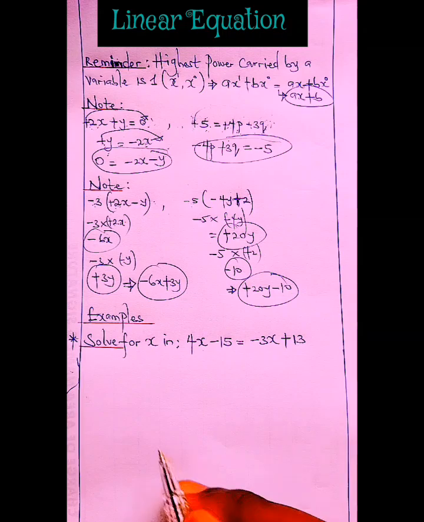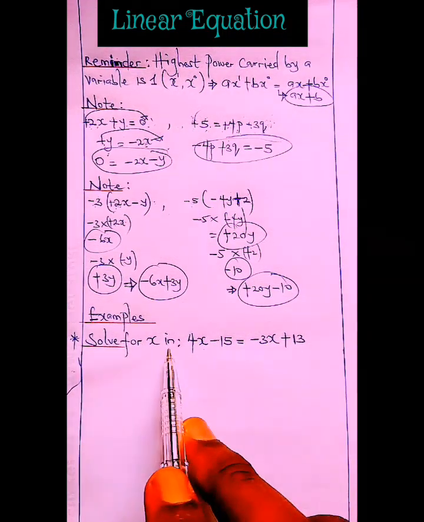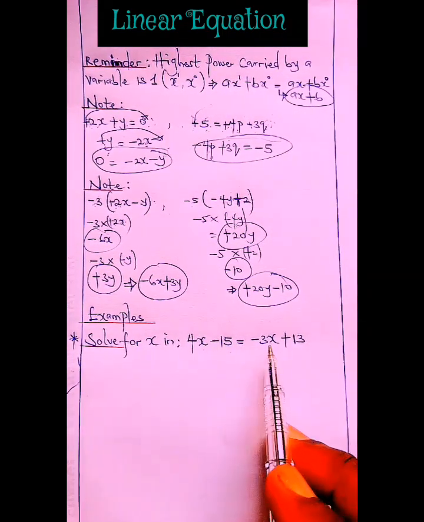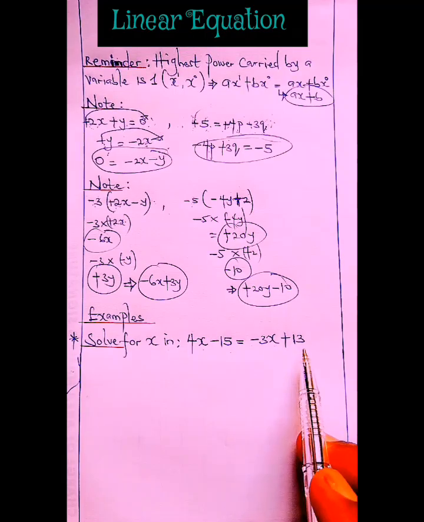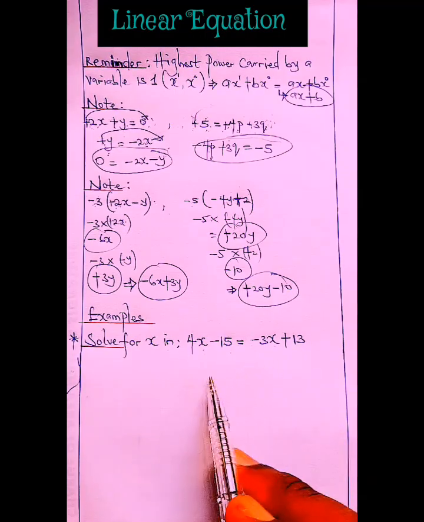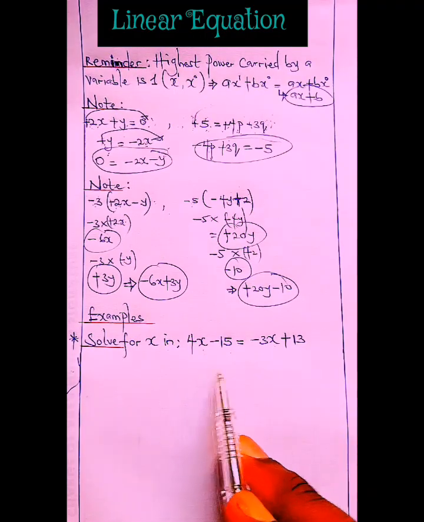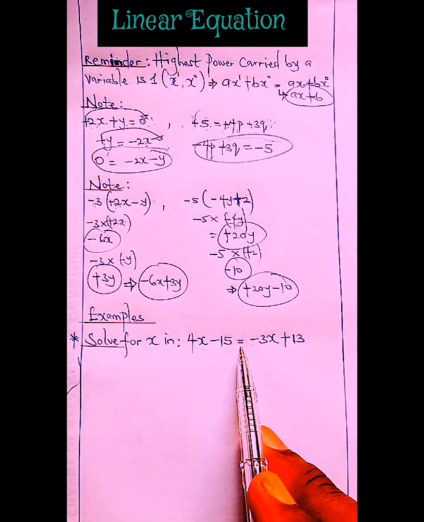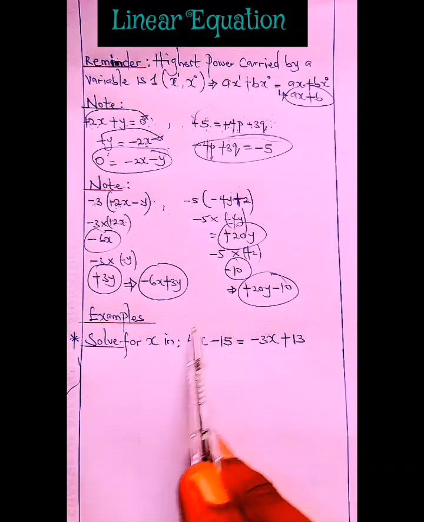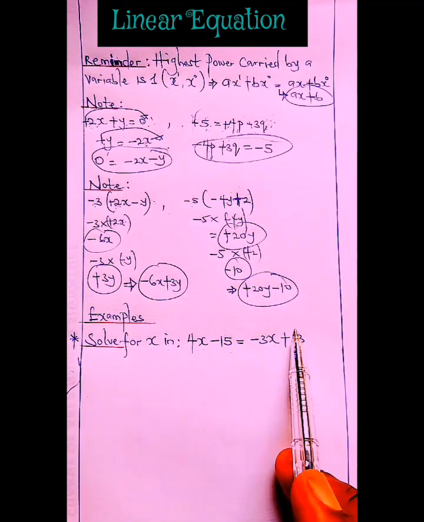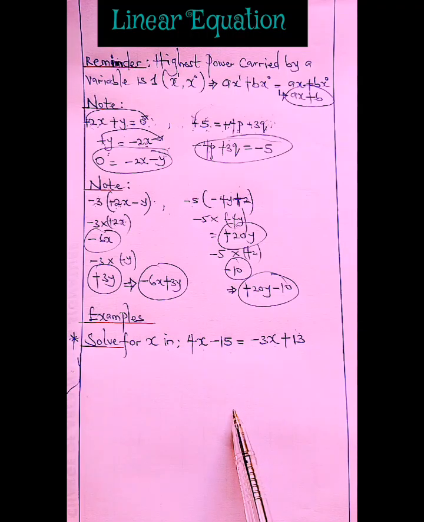Okay, guys, it's time we solve some examples. So now look at what we have here. Let's solve for x in 4x minus 15 equals minus 3x plus 13. Now, let's see if this equation is linear, because this is an equation. We have an equality sign here already. So what we have here is the left-hand side, which is equal to what we have on the right-hand side. So let's quickly see if what we're working on right now is truly a linear equation, and not another kind of equation.